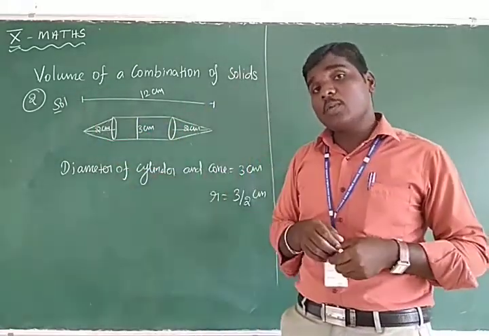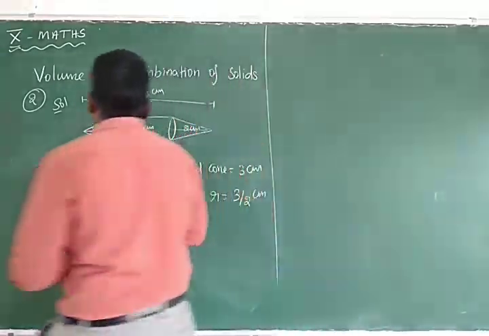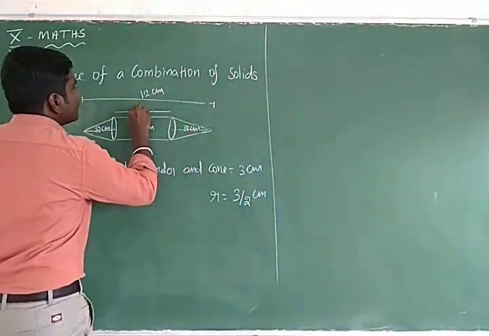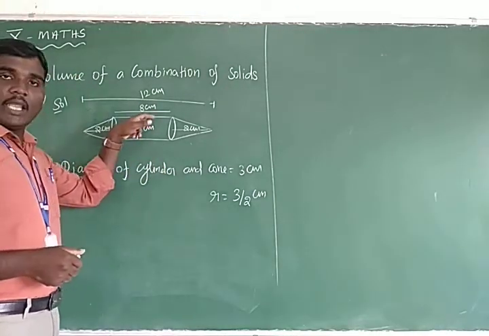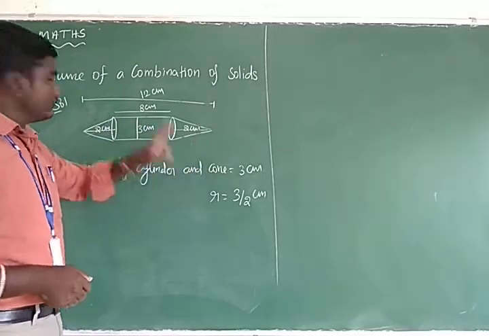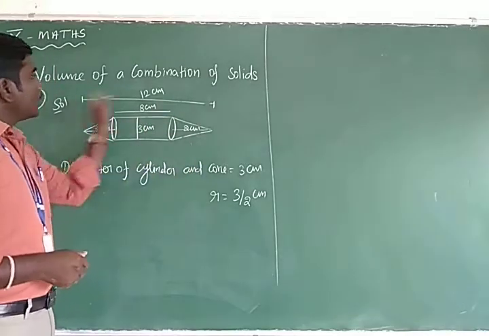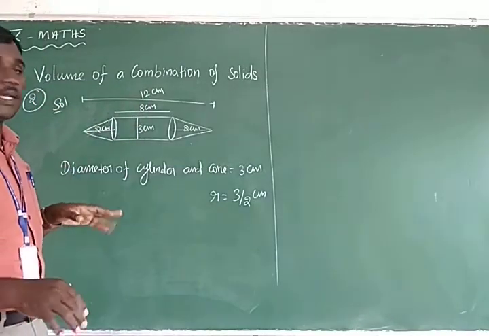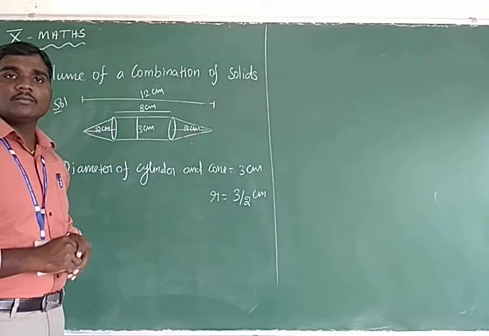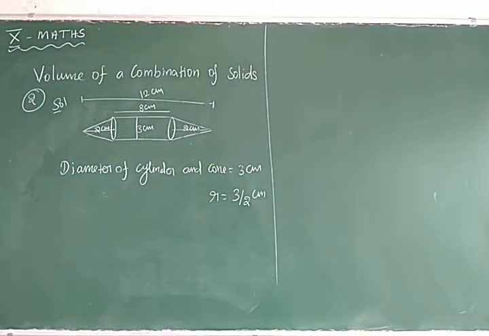Okay, so what about the height of the cylinder? The remaining length, how much? 8 centimeter. Are you clear? 2 plus 8 is 10, plus 2 is 12. So total length 12 centimeter. Total length is 12 centimeter.